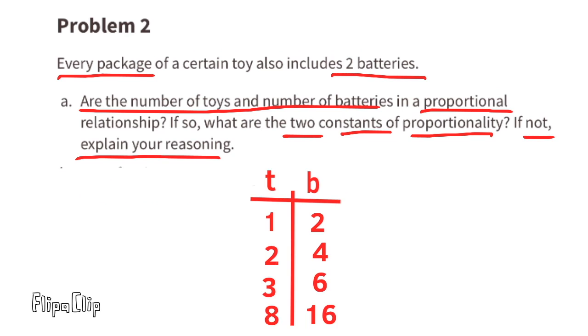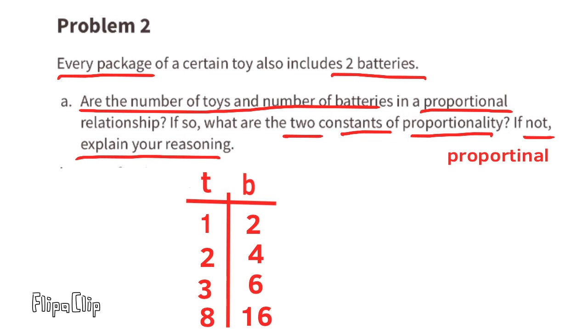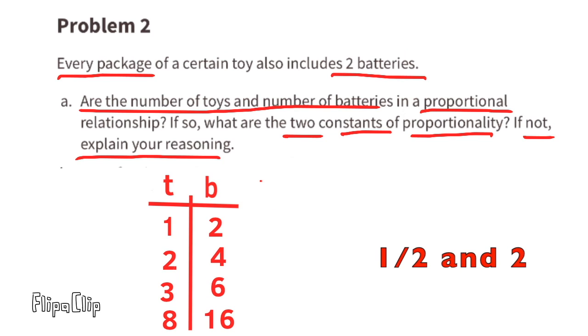Let's make a table. On the left side, you'll have the number of toys, and on the right side, you'll have the number of batteries. 1 toy, 2 batteries. 2 toys, 4 batteries, and so on. This pattern shows the relationship is proportional. And the constants of proportionality are 1/2 and 2. The number of toys will be half the number of batteries.